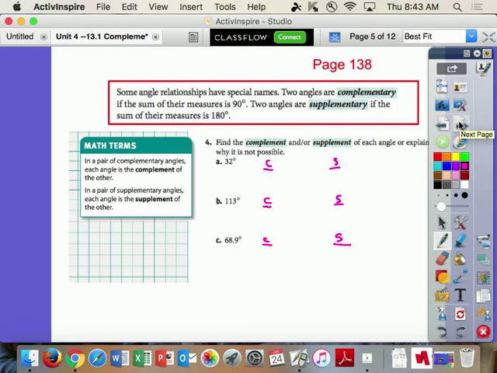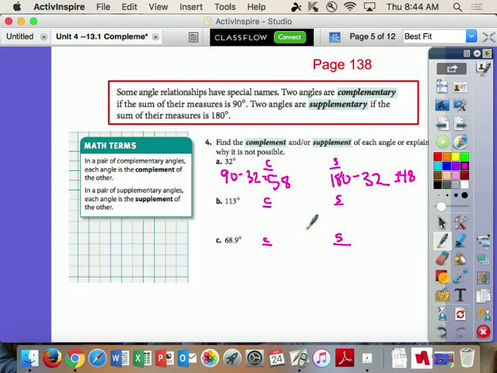All right? So now, again, I have this up here to remind you. Complement 90, supplement 180. So it says find the complement and the supplement. Okay? So what is complement? 90 degrees. So what's 90 minus 32? 58. And then do the same thing. What's 180 minus 32? 148.